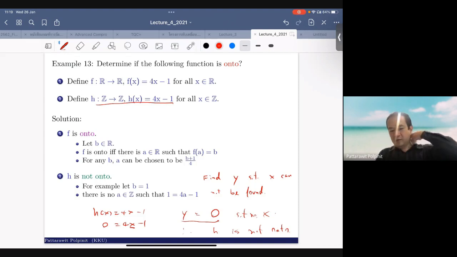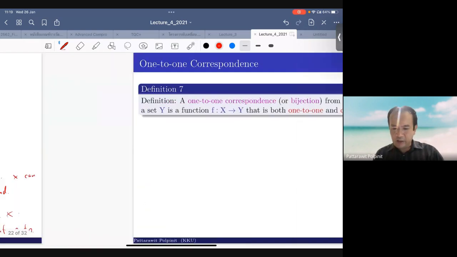Okay. So just find one example. Okay, I don't know if we have any more examples.